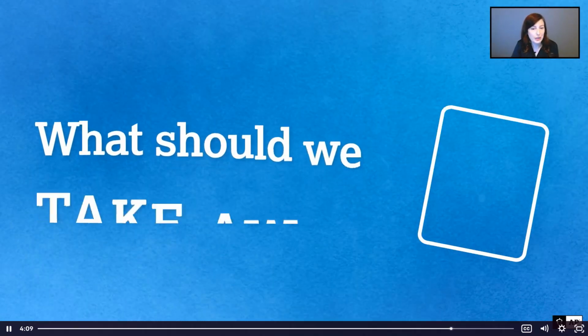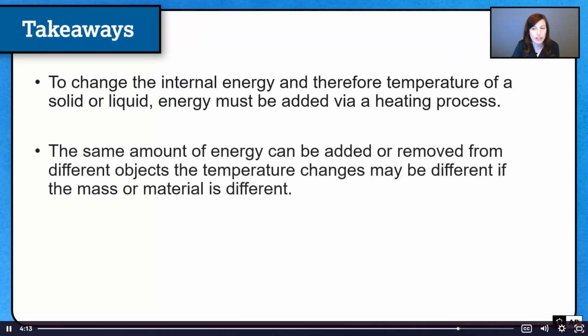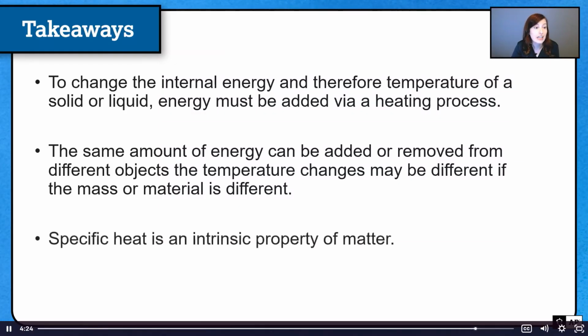So what should you take away? The only way to change the internal energy, and therefore the temperature of a solid or a liquid, is to add or remove energy by a heating process. And we can actually remove the same amount of energy from different objects and observe different temperature changes if the mass of that material is different or if the type of material is different, because specific heat is an intrinsic property of the matter. So it's like density. It's based on the atomic interactions in the material.